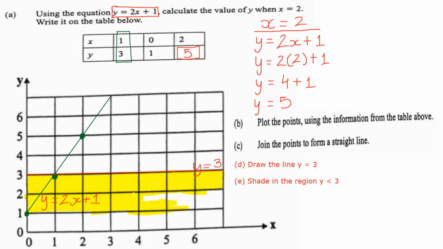Where's Kemar? Kemar, are you there? Where's Kemar? Can't help him, Kemar. Paul, do you understand why do we have it going below 3? Yes, sir. Why do we have it going below 3? Because you're saying less than 3.